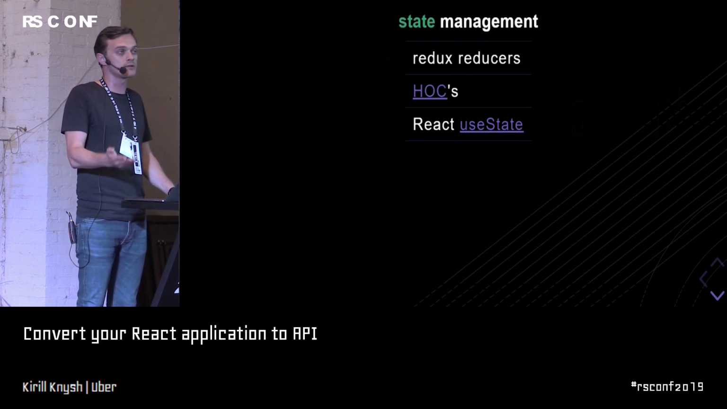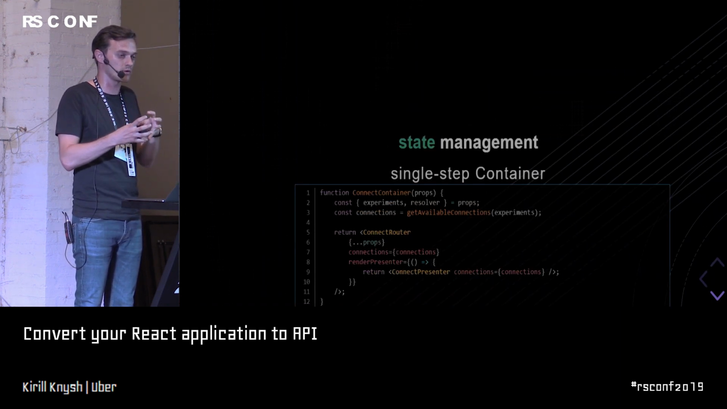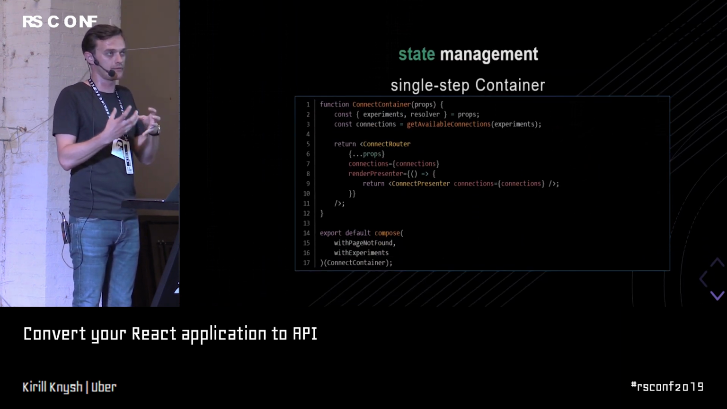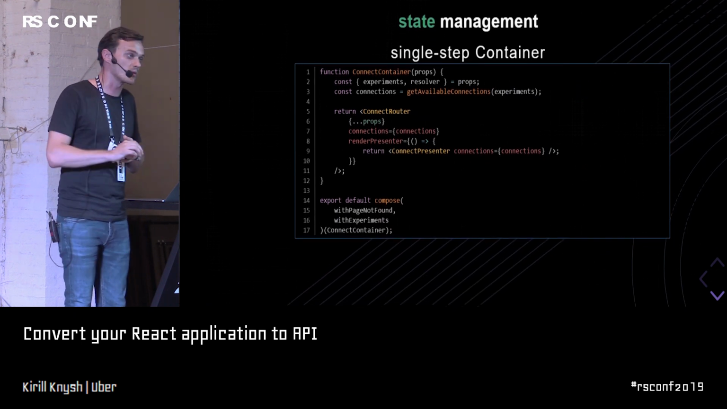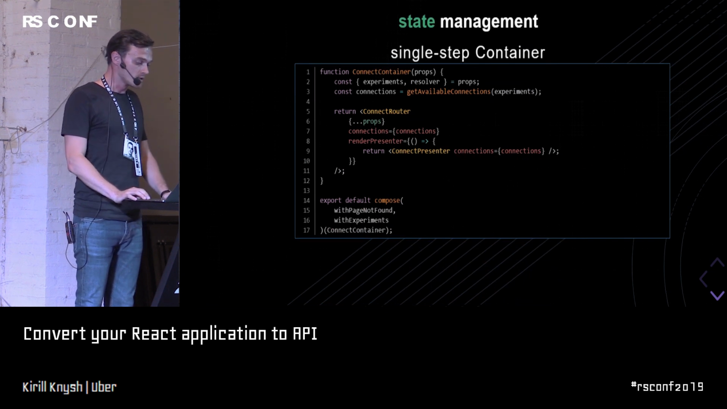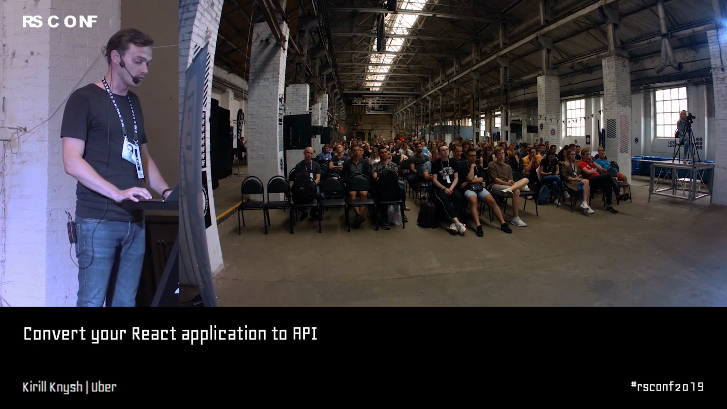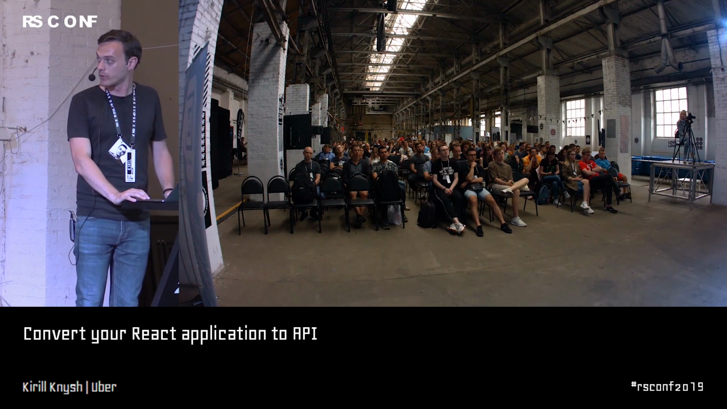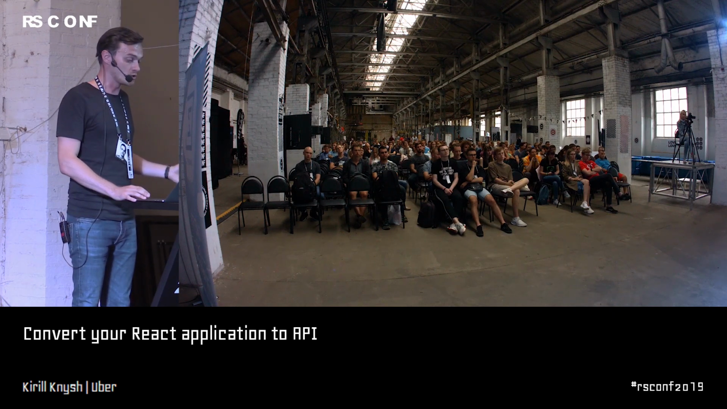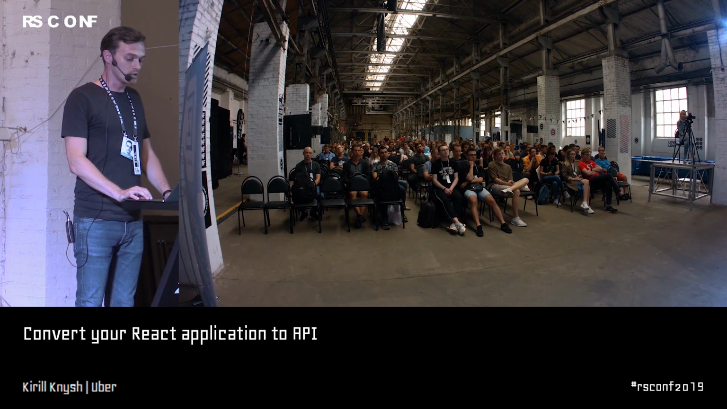So this is the example of a single-step container. By single-step container, I mean it's just a crop. It's one piece of logic that does exactly one thing. For example, in this case, it will just render something, no matter what it is. On lines 15 and 16, we use higher-order components to mix data into the props of the container. And on line 5, we render the router, which in turn renders the presenter on line 9. So this is a very simplified example.